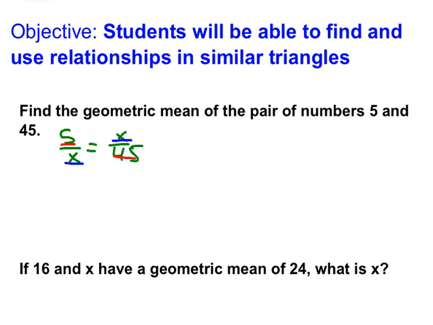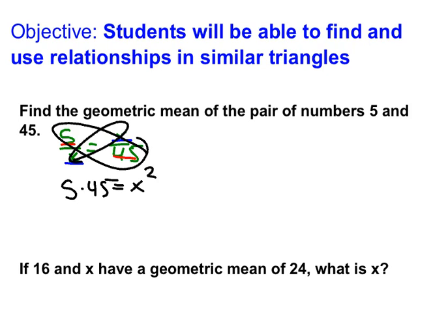And so, in order to solve this one, you're going to take your cross products and multiply them. 5 times 45 equals x squared. And this is always true. If you're trying to find the geometric mean of two numbers, the product of the two numbers equals the geometric mean squared. And so we're going to go 5 times 45, that'll give us 225 equals x squared. And now we take the square root of both sides. X equals 15. The geometric mean of the pair of numbers 5 and 45 is 15.